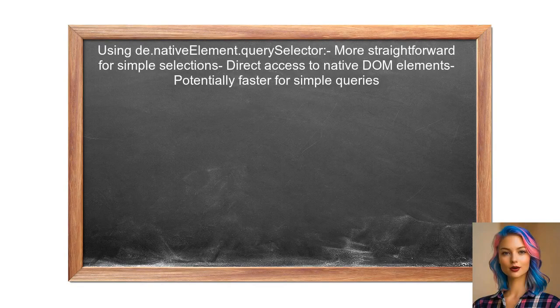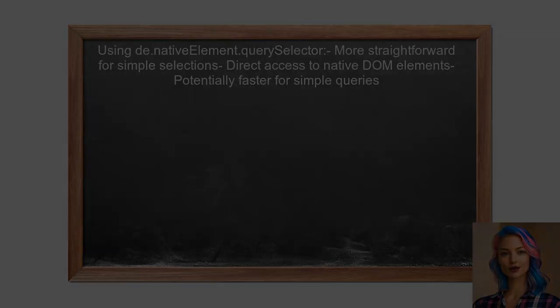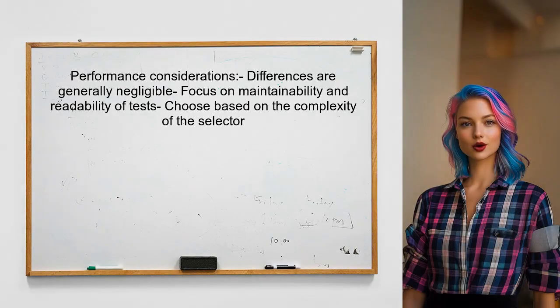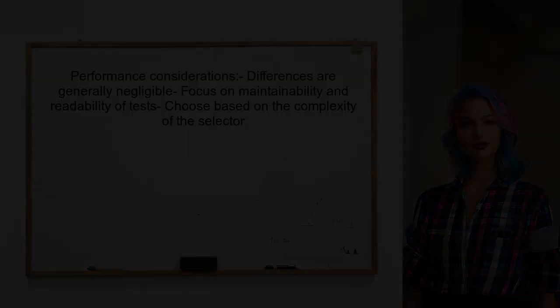On the other hand, using de.nativeElement.querySelector can be more straightforward for simple selections. It directly accesses the native DOM element, which might be faster in some cases, but it lacks the additional features provided by Angular's testing framework. In terms of performance, the differences are generally negligible for most use cases. However, the user should consider maintainability and readability of tests as more important factors when choosing between the two methods.